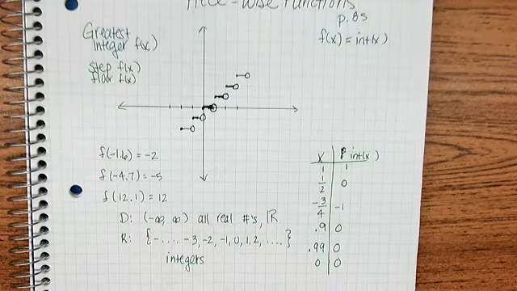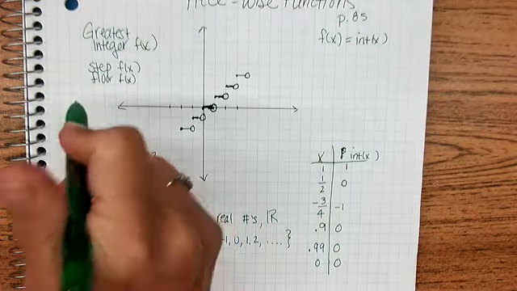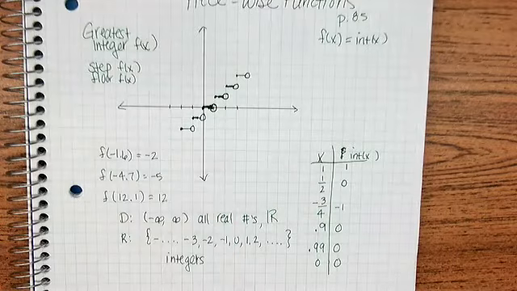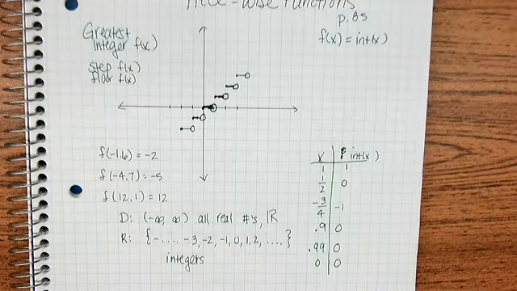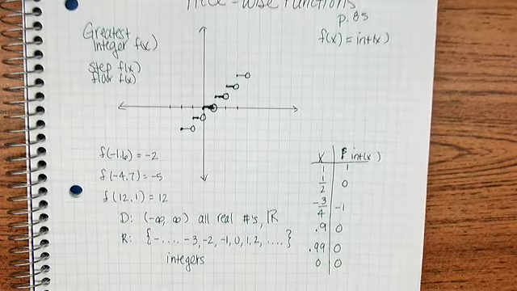So this is the greatest integer function, also known as the step function, also known as the floor function. It is the closest integer less than the given value that you're plugging in.